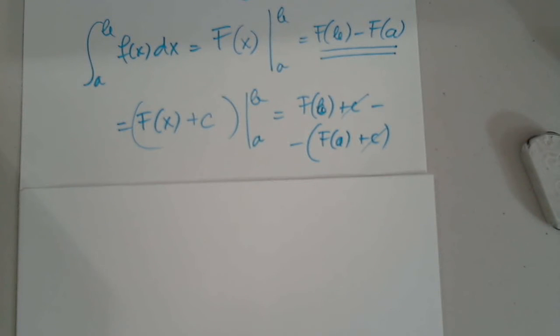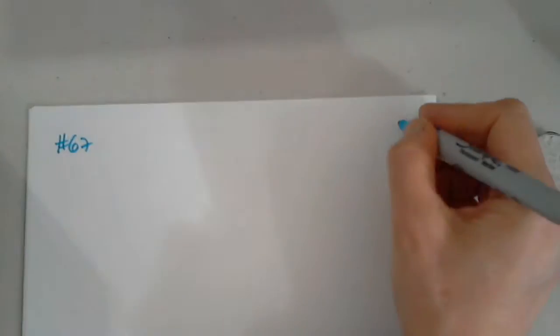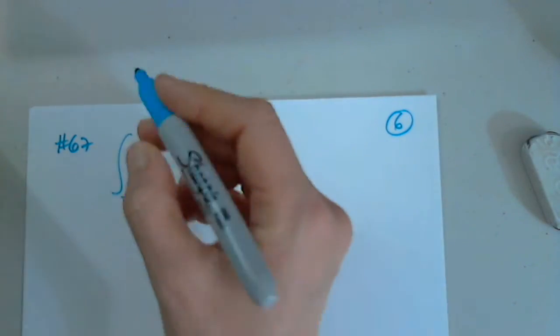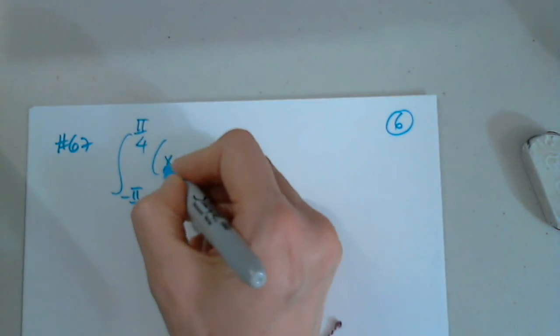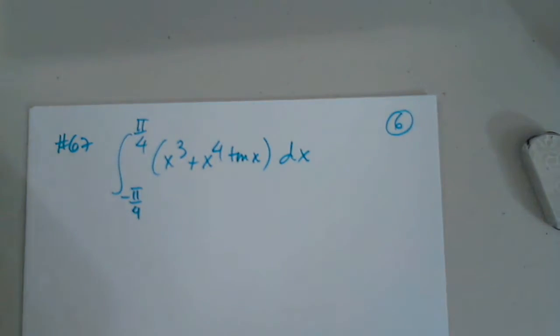Good. So let's share again. Please choose anything else you would like to work on. Yeah, I'd like to look at 67. So I'm on page 6. The integral from negative pi over 4 to pi over 4 of x to the third plus x to the fourth tangent x dx. Okay.